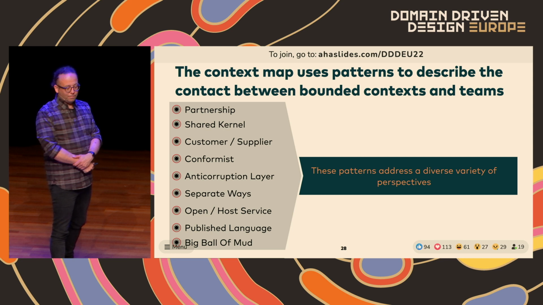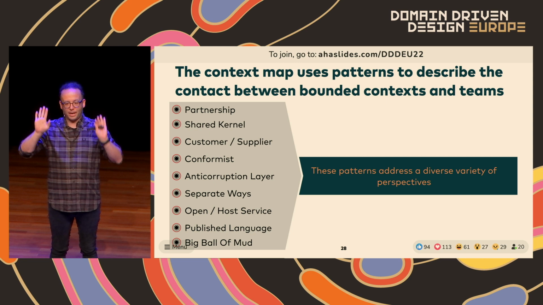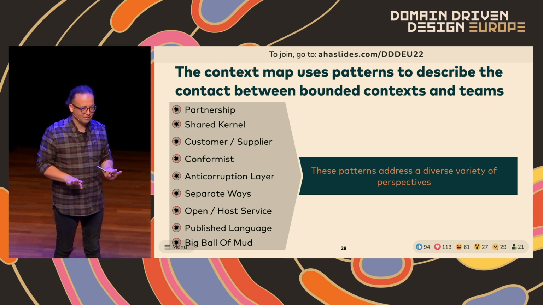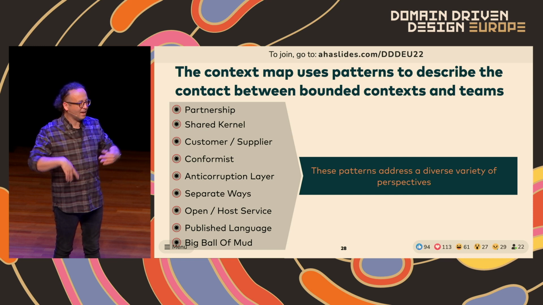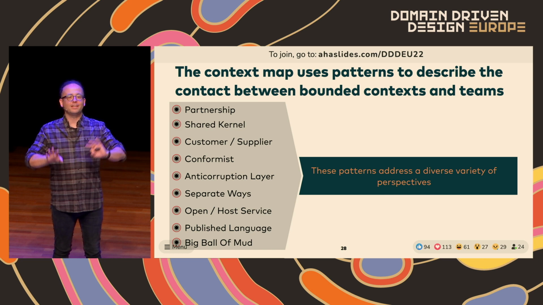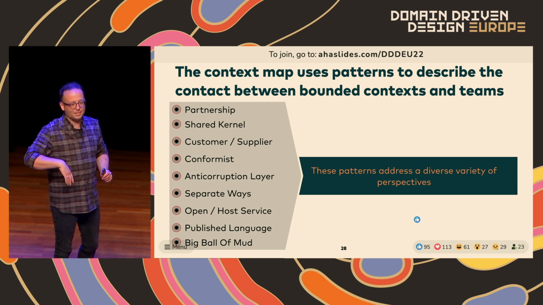So the context map, in addition to that, contains 9 patterns. And I will walk you now through all of those 9 patterns, to describe those relations in greater depth. So don't worry. I mean, usually explaining patterns can get pretty boring and dry. I will try to do that as entertaining as possible for you, because I don't want to kill all your energy in the second slot of the conference already. But please bear with me.